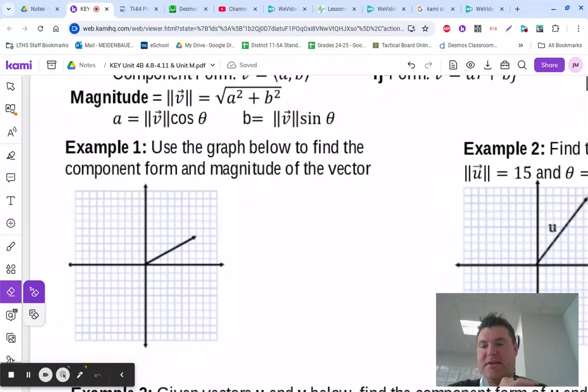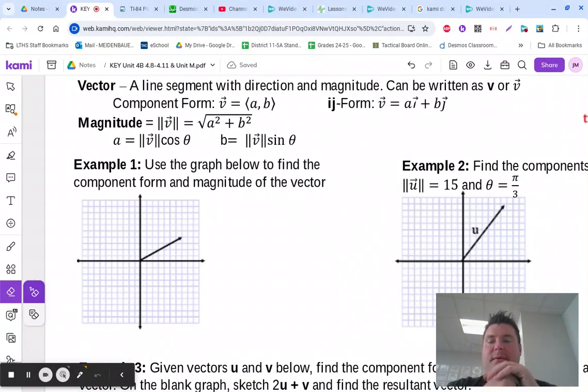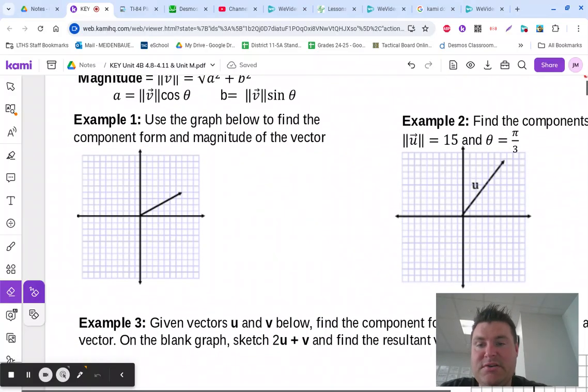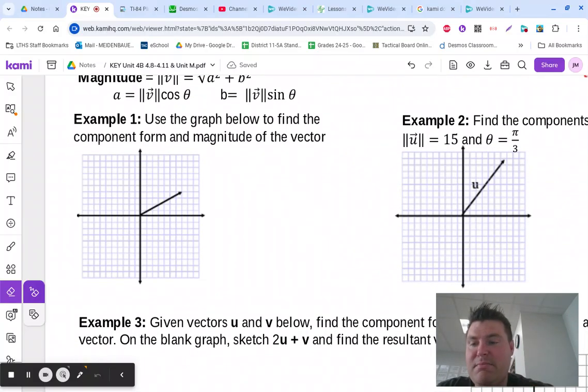So to find the actual magnitude, see some formulas here. We can do the square root of each component squared, added together. That's the magnitude. And if you want to find the individual components using the magnitude, you have those formulas right there. It looks very similar to polars because everything is connected pretty much in the math world.